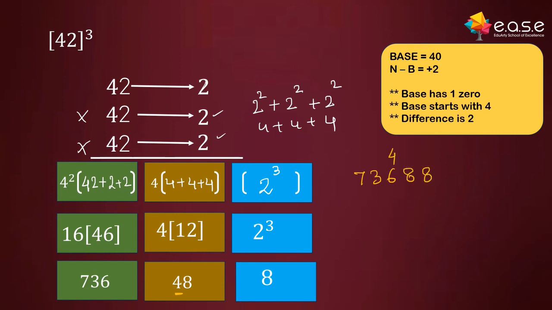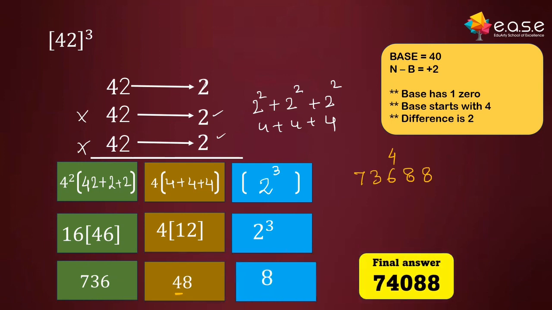Correct? So then the final answer would be what? Final answer would be 74088. That's what you get. Correct? I hope you guys are getting it.